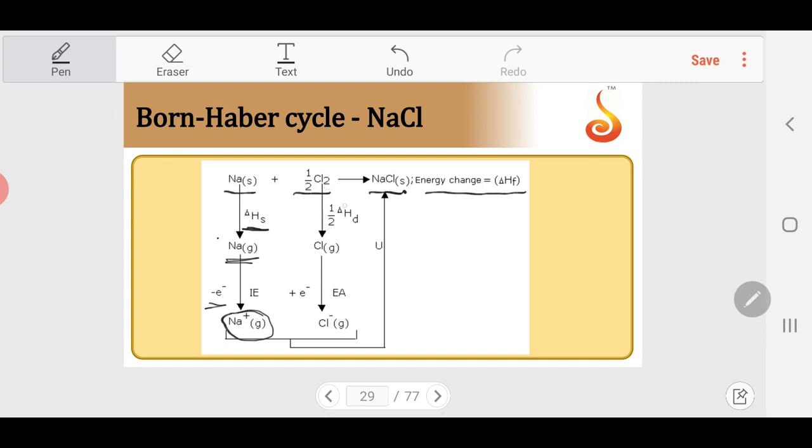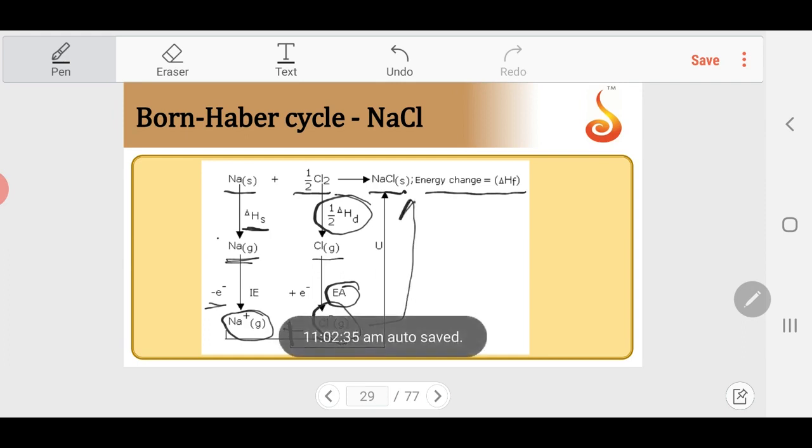In the same way, for chlorine molecules, you have to break the bond between the chlorine atoms. So half of the bond dissociation enthalpy you have to supply. So it becomes chlorine atoms in the gaseous phase, and then you add one electron, the amount of energy released being nothing but the electron affinity value, to convert into Cl minus. Then these two will combine to form NaCl. The amount of energy for that is nothing but the lattice energy, that is U.